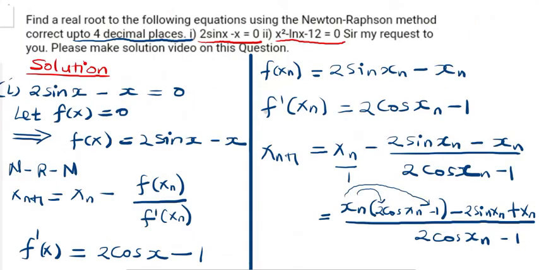So that has been the working for Roman numeral 1. Please, my viewer, you can now go ahead and do the working for Roman numeral 2.